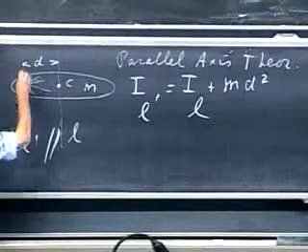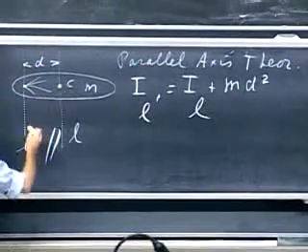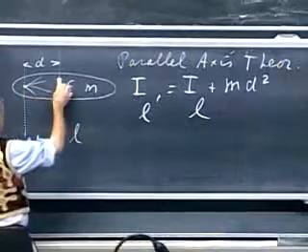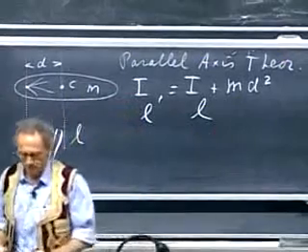Notice that the moment of inertia for rotation about this axis, which is not through the center of mass, is always larger than the one through the center. You see, you have this md squared. It's always larger.